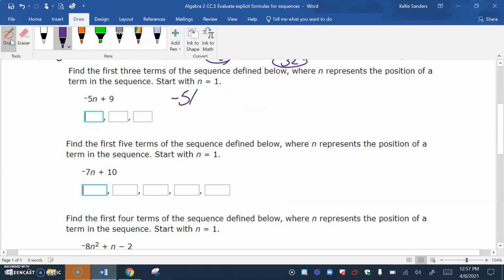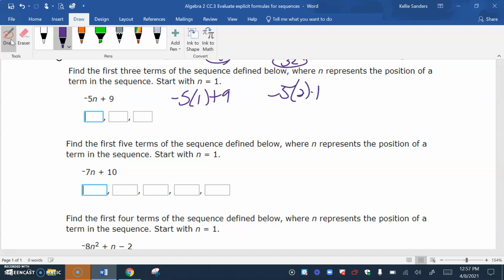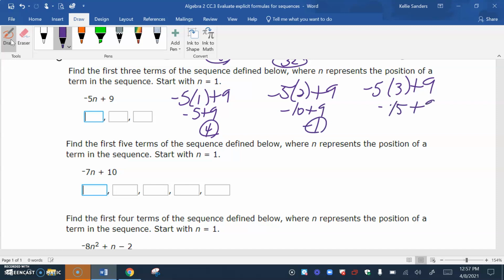So -5 times 1 plus 9, -5 times 2 plus 9, and -5 times 3 plus 9. That's what it's asking you to do. Just change that n to the next number. So -5 plus 9 is 4. -10 plus 9 is -1. -15 plus 9 is -6.